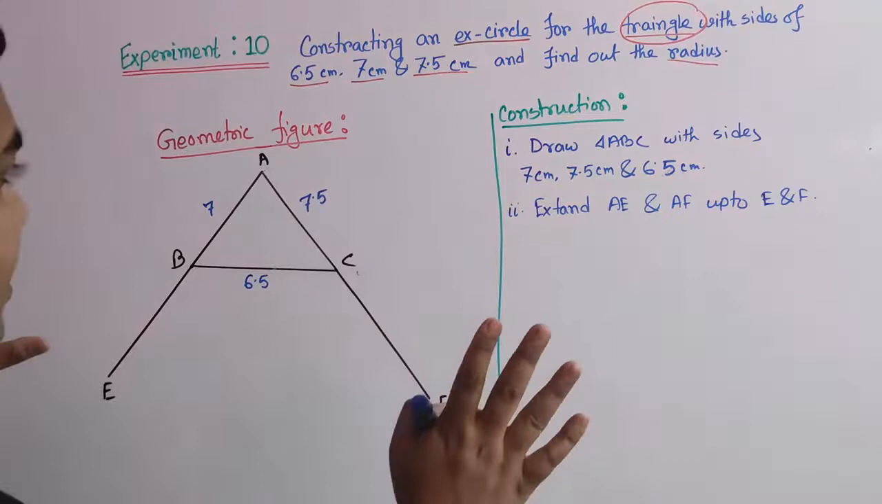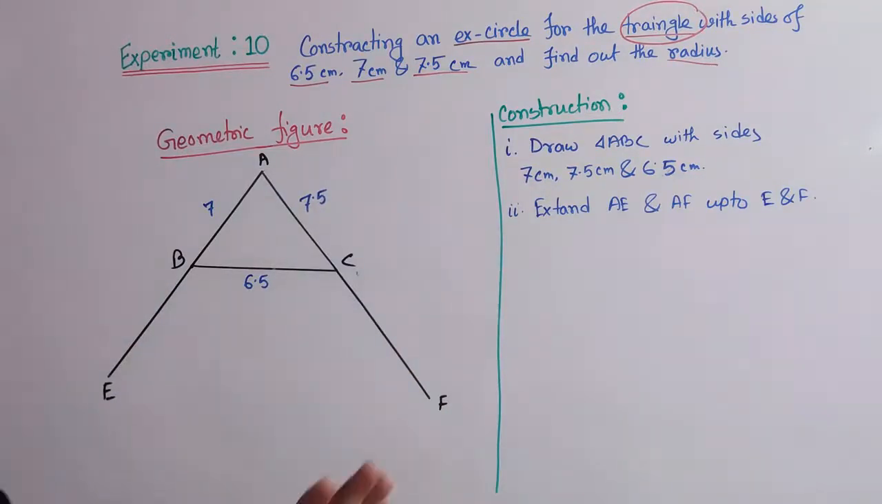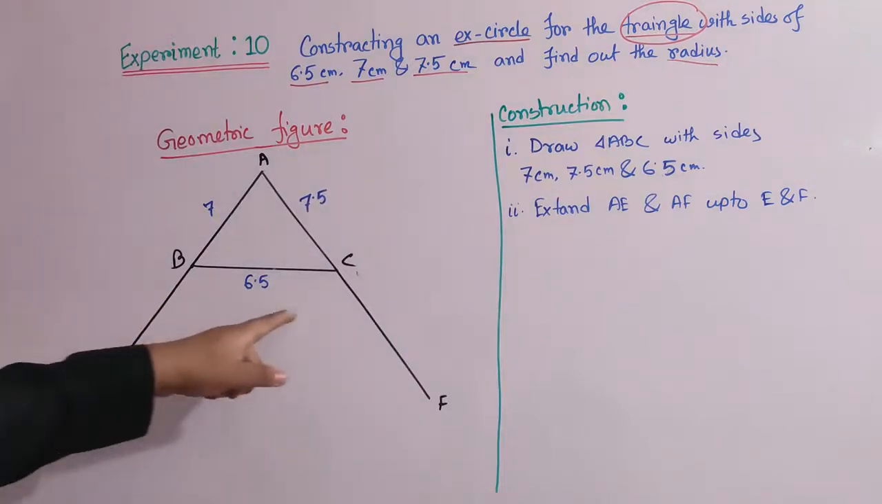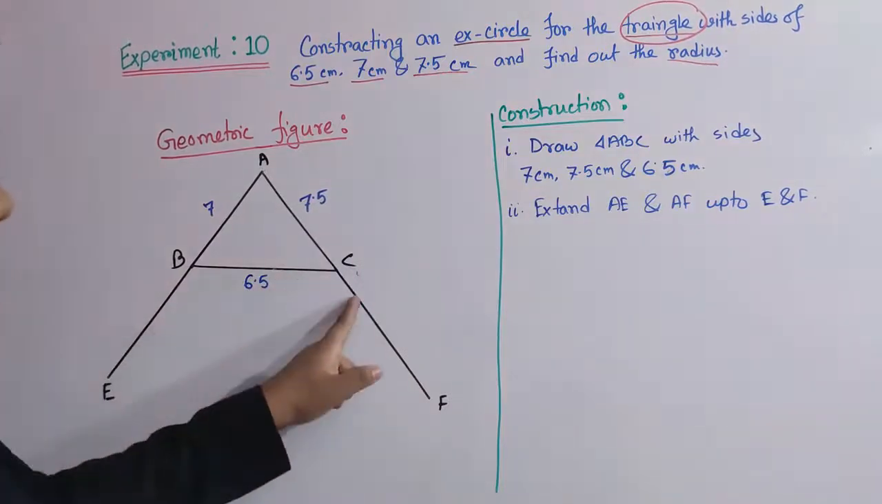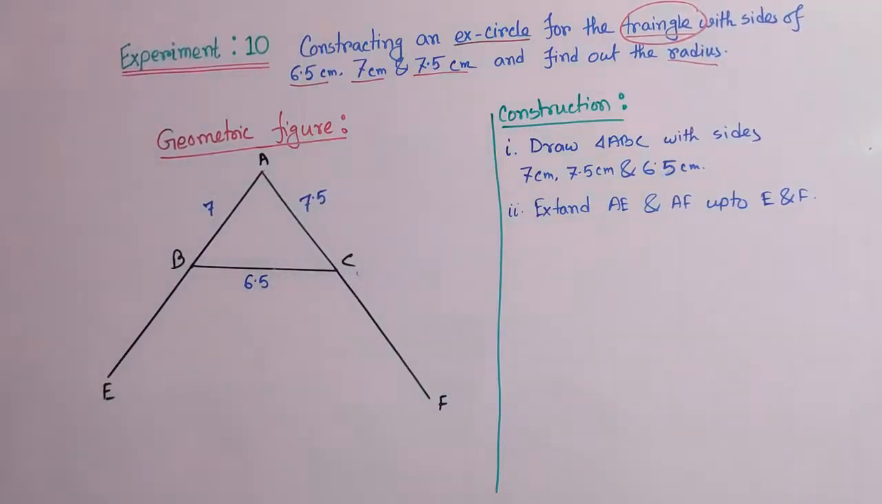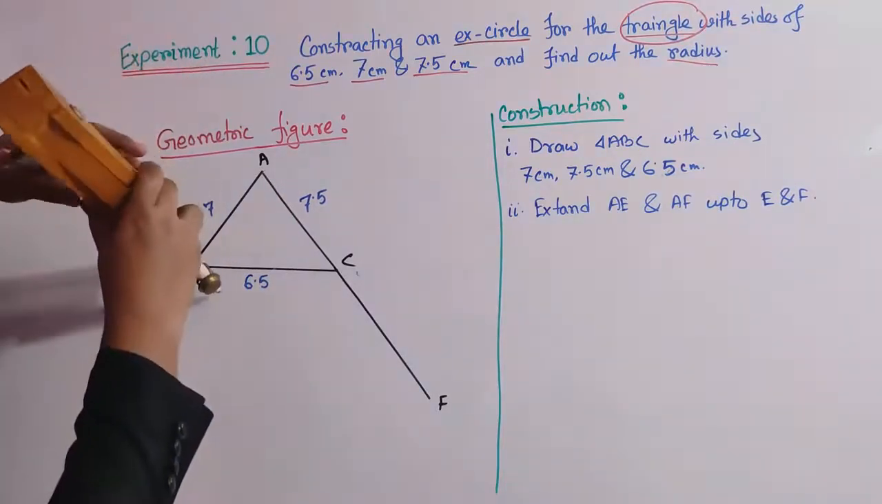Since we have already extended these two, we can say that we have found two angles. The first angle is here and the second angle is here. So now let us try to draw these two angles.